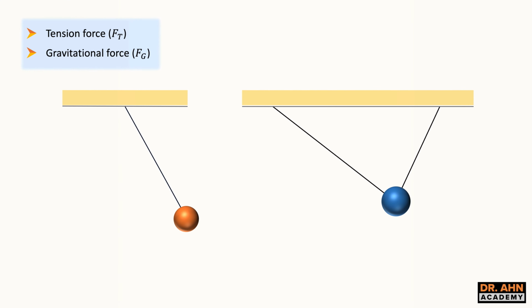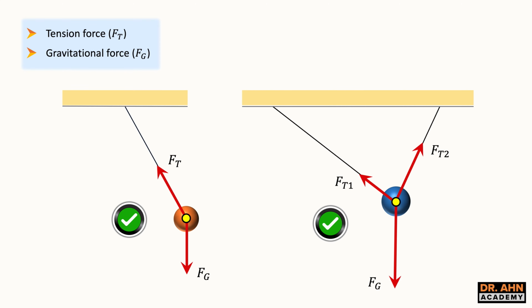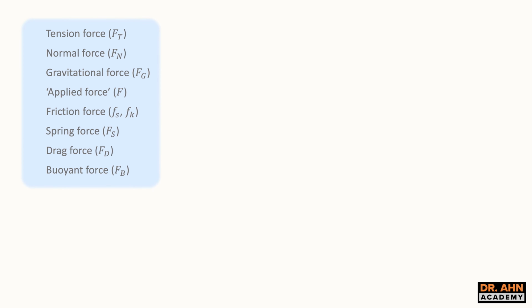Let's take a look at a couple more cases where objects are suspended in air with strings attached. If a pendulum is swinging, there is a tension force from the string, and of course gravitational force from the earth. And if an object is suspended by two ropes like this, there are two different tension forces, one on each rope, along with the gravitational force. Well, let's go to our main menu.